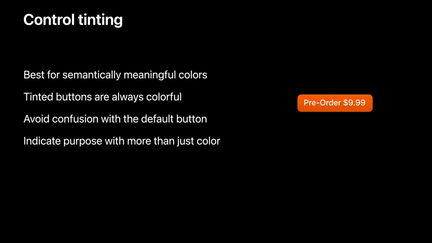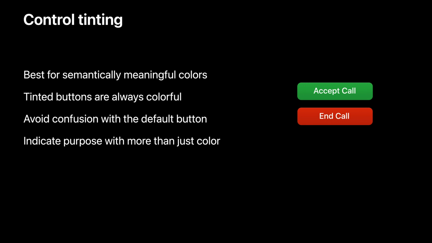This is great for controls where you'd like to apply a semantically meaningful color. For example, if your app uses a specific shade of orange to distinguish a pre-order from a normal purchase, you can reinforce that design using a tinted button. Another example would be a video conferencing app, where the start and end call buttons perform two of the most meaningful actions in the app. Tinting them green and red adds emphasis, and it makes their function instantly recognizable.